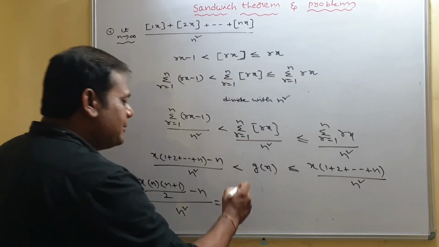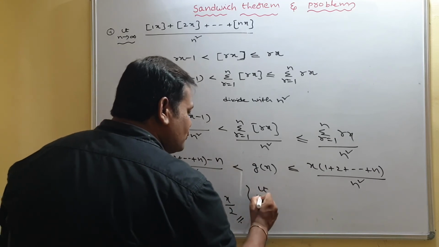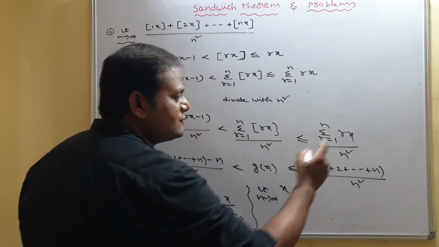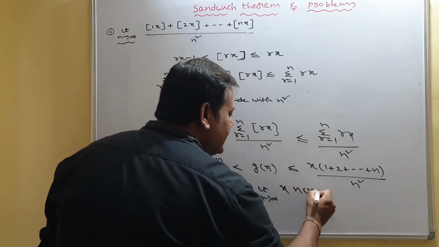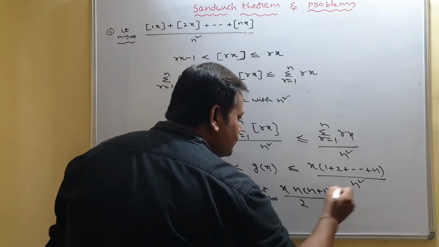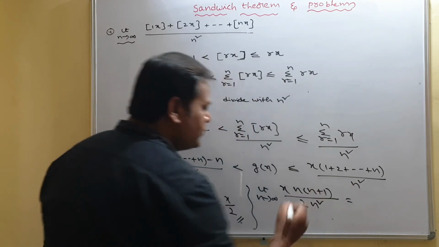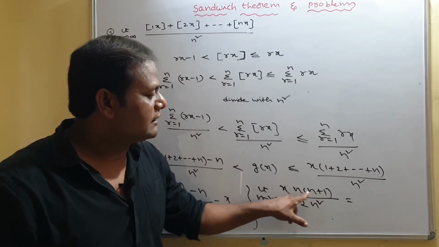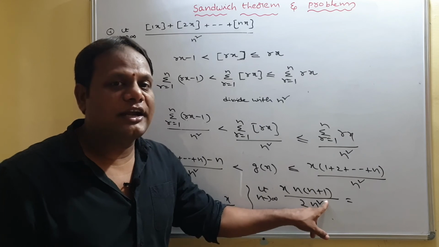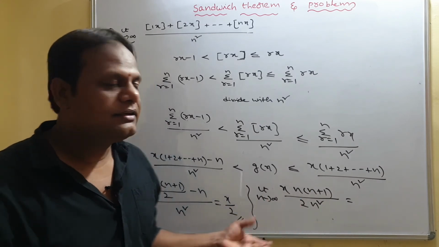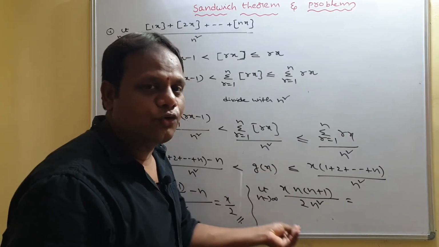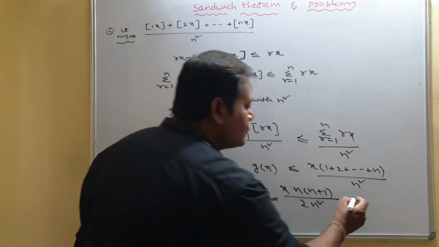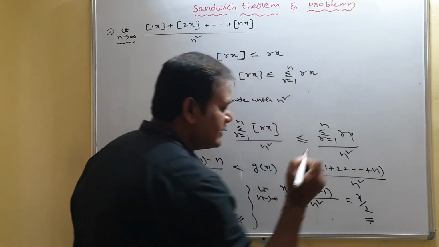Coming to limit n tends to infinity of this h of x. So x into what is 1 plus 2 plus so on plus n? n into n plus 1 by 2 n square. Now again you have to evaluate the limit. What is degree of numerator? n square. So 2. Degree of denominator also 2. So what is the answer? Answer is ratio of their coefficients. So here n square coefficient x. In this n square coefficient 2. What is the answer? Answer is x by 2.